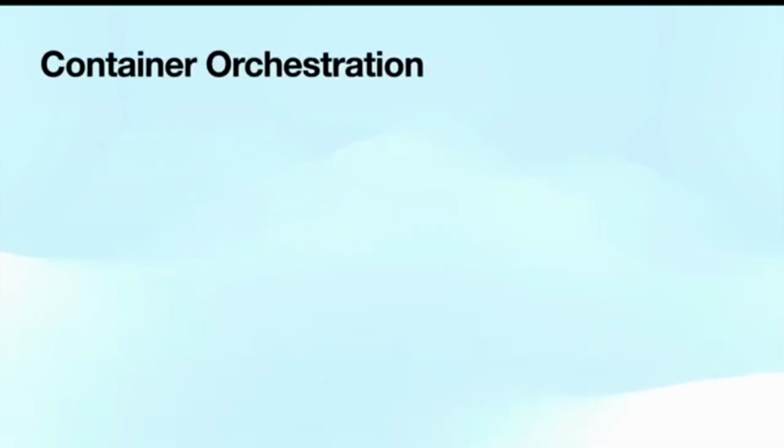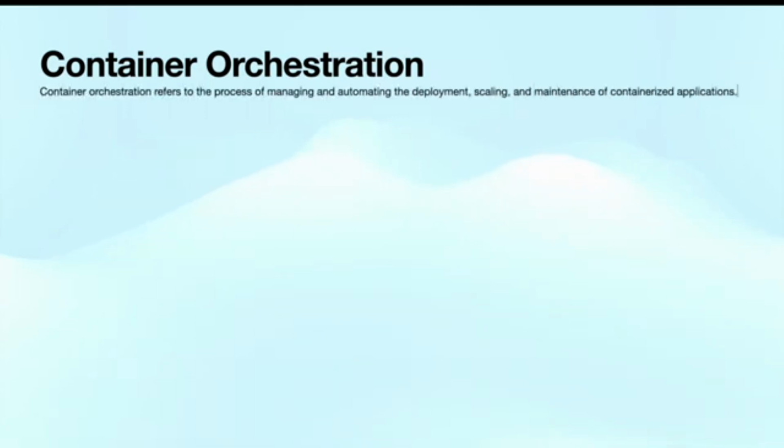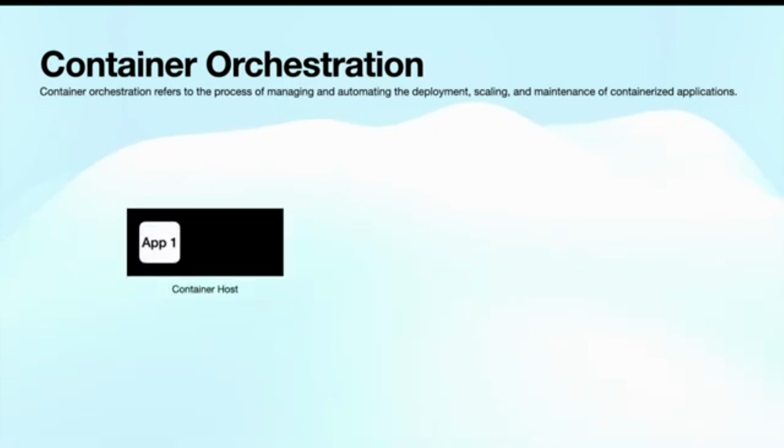Now we know how to run a single instance of an application with a simple docker run command. So we are going to discuss container orchestration. Container orchestration refers to the process of managing and automating the deployment, scaling and maintenance of containerized applications. So what happens when that single app instance crashes, or the number of users increases and a single app instance is not enough to handle the load? So definitely we know we can have multiple container instances, right?